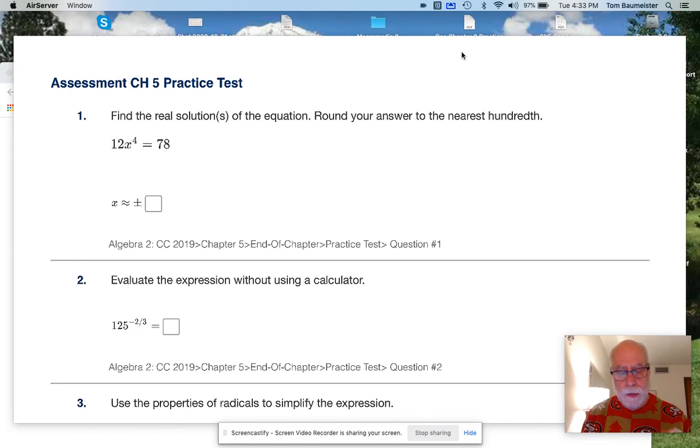Here's your practice test. Number 1, find the real solutions of the equation. Since it says real, you know you're not going to have any i's in this equation. Round your answer to the nearest hundredth. So remember, what we're going to do here is take and divide by 12 first.